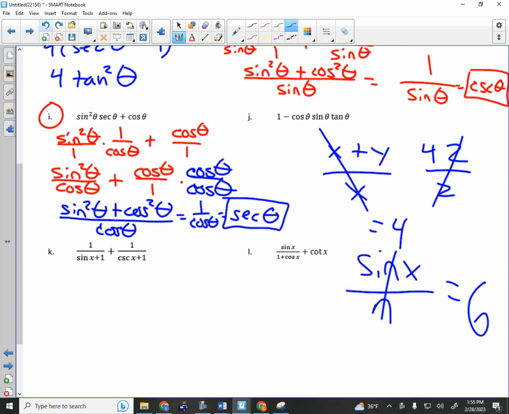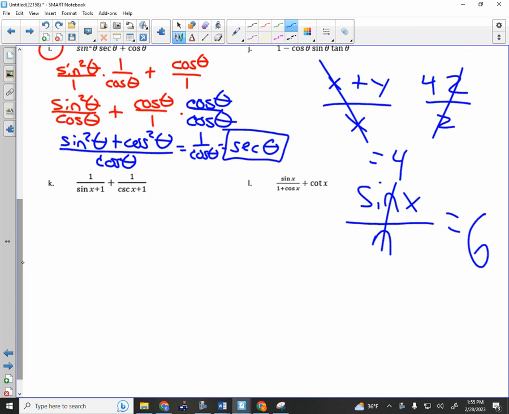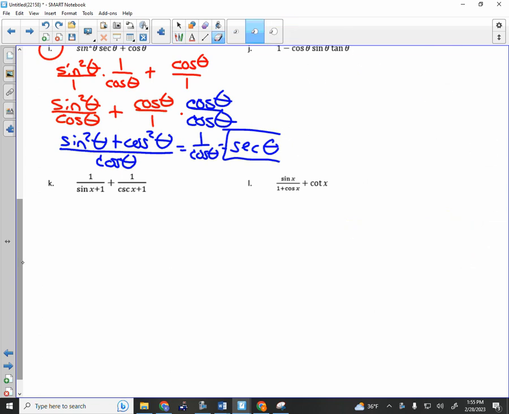Because it falls. Sine squared plus cosine squared is? Sine squared plus cosine squared is 1, all the time. You try letter J on your own.